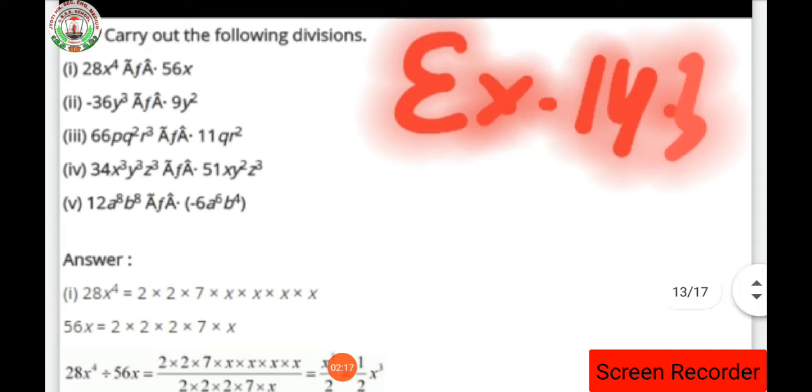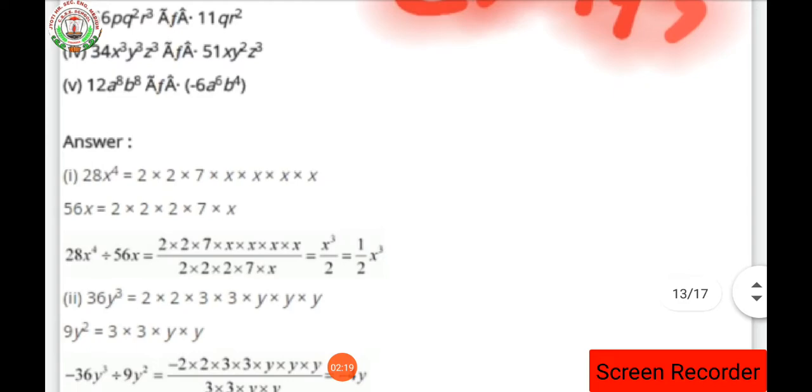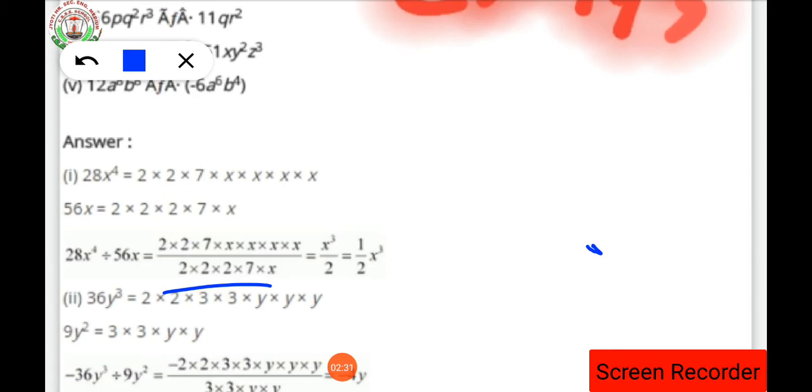Clear everyone? Look at the solution. In this way you have to divide. Either you can use this method which is being given over here, that is, extend the numbers as LCM. 28 LCM will be how much? 2 into 2 is 4, 4 into 7 will be 28. In the same way 56 LCM will be 2 into 2 into 2 into 7. That means we find out the factors of those numbers. After finding the factors of those numbers, we write them in the form of division and cancel. So both ways you can use, whichever method you feel is easy.